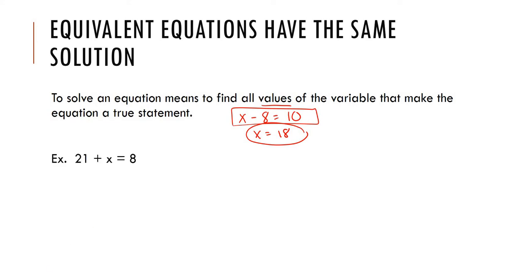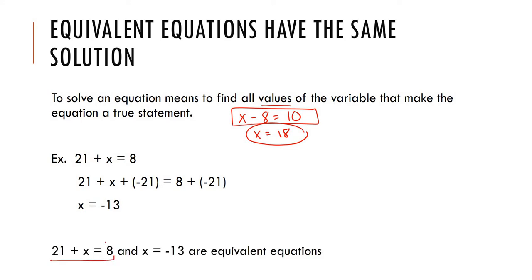So here's another example. If I add a negative 21 to both sides, I will get x equals negative 13. So we say that this equation, the one we started with, and this equation are equivalent equations. Any two equations that have the same variable answer, x equals negative 13 in the first equation, and x equals negative 13 in the second equation. So they are equivalent.